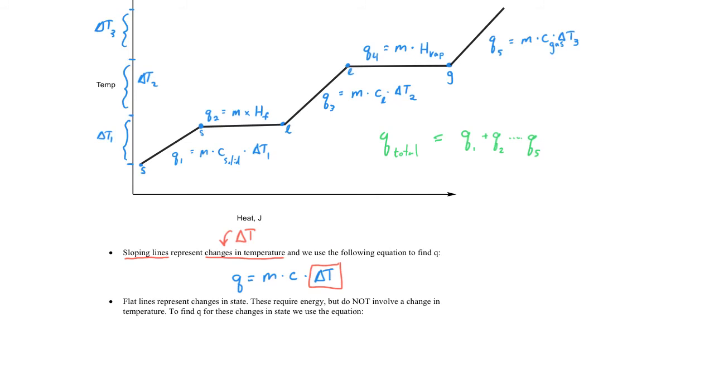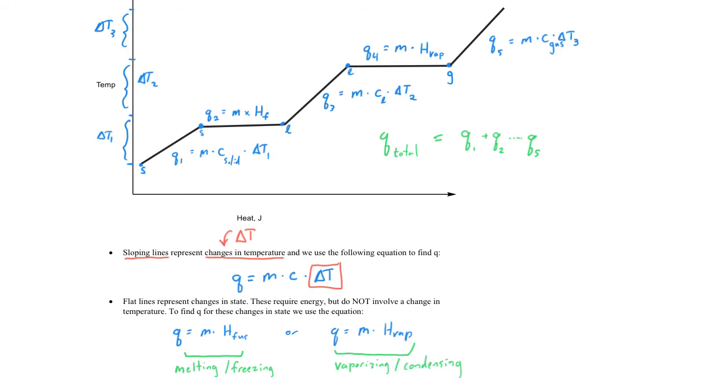Now what about the other part of the graph, the flat lines? The flat lines represent a change in state. Because there's no change in temperature, we don't use a formula for Q, which has a delta T in it. Instead, we use the formula mass times the heat of fusion or the heat of vaporization, depending on what state the matter is in.